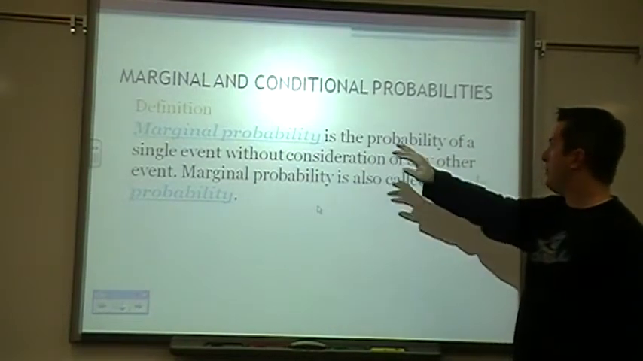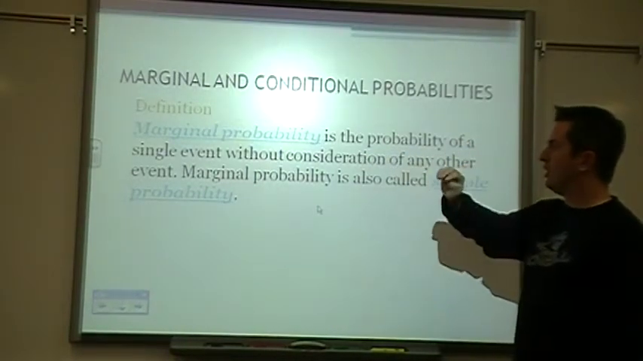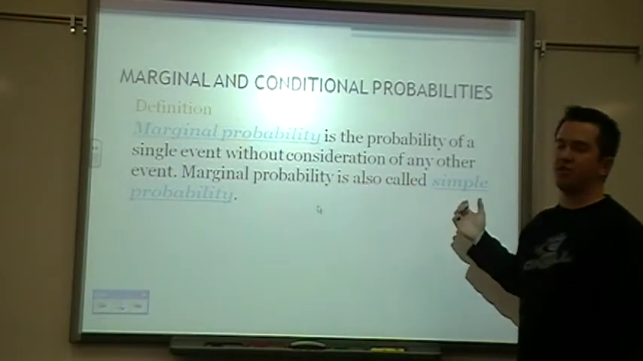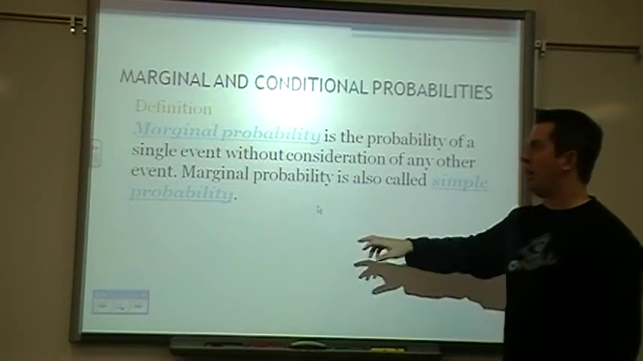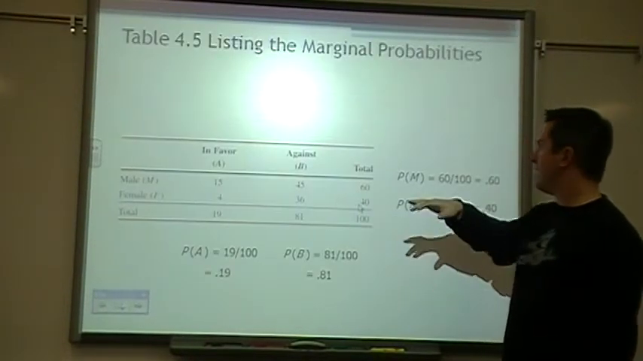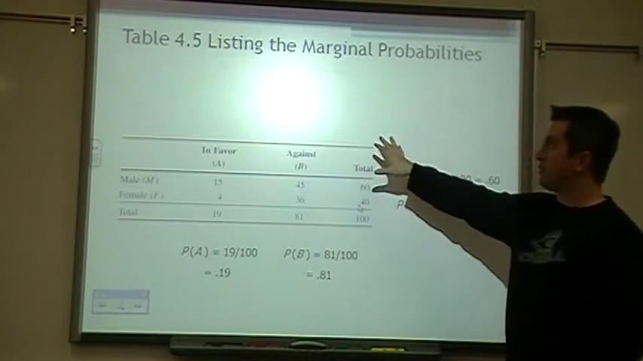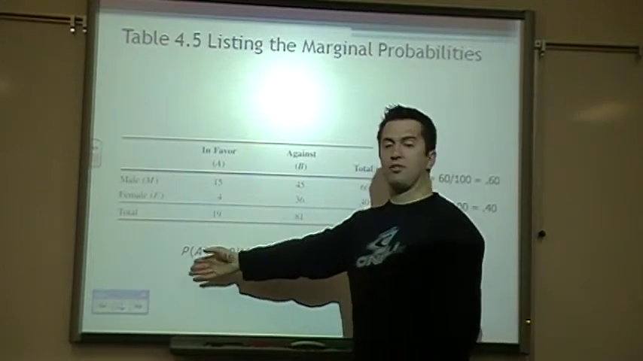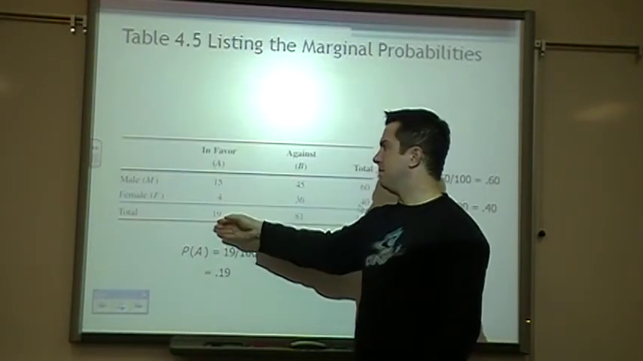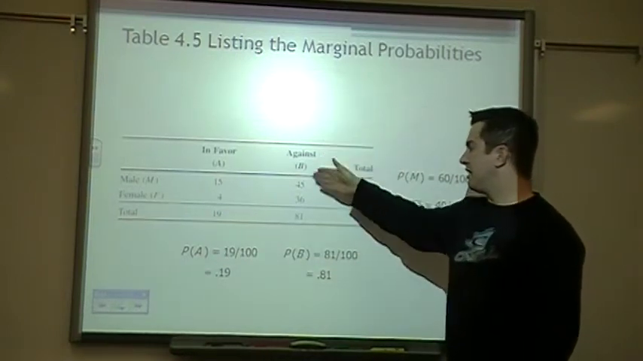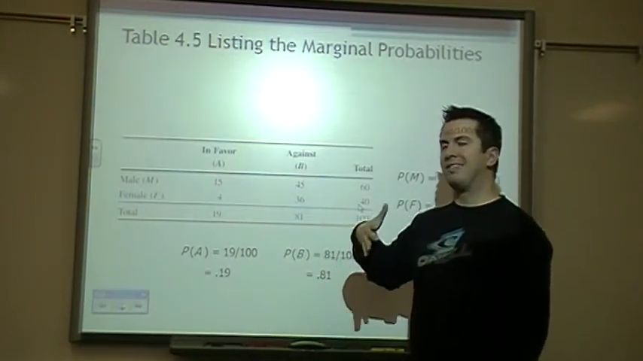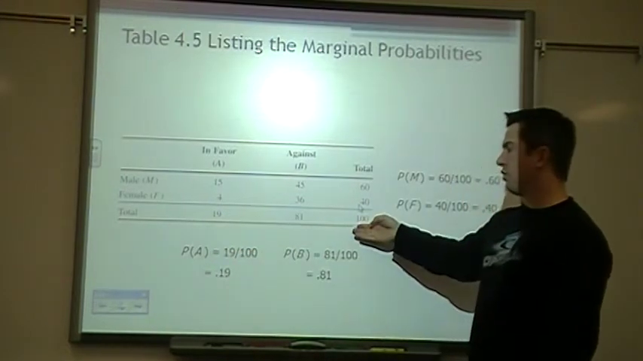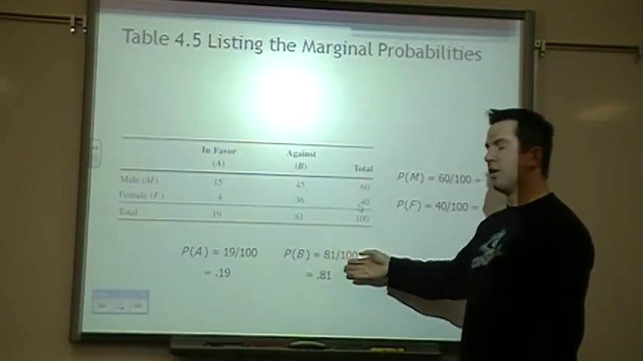Marginal probability is the probability of a single event occurring without consideration for another event. Marginal probability is also known as simple probability. So what is that marginal probability? Here we've got this chart, it's in your book on 4.5. The probability of somebody being in favor of this event happening, or the probability of being against. Well, the probability of being in favor doesn't really take into consideration anything else. There's 19 in favor out of 100 total. So our total is right here. The probability of being against is 81 out of 100 total.